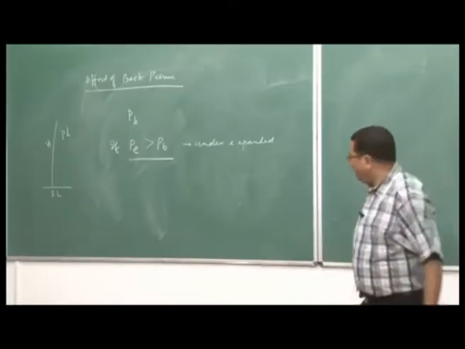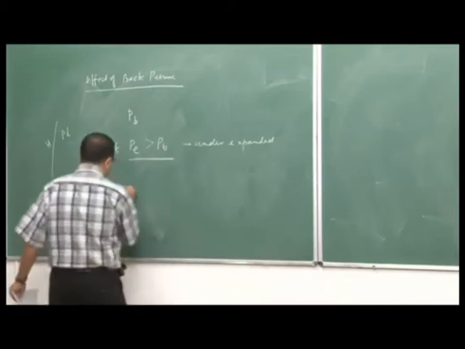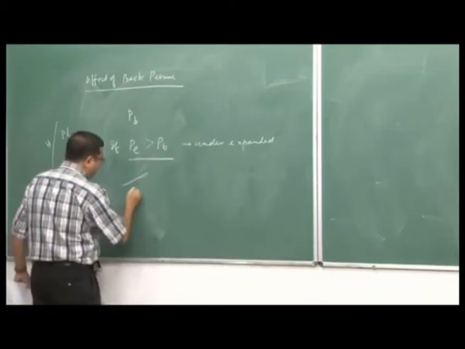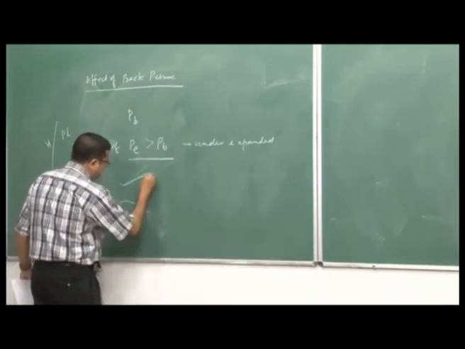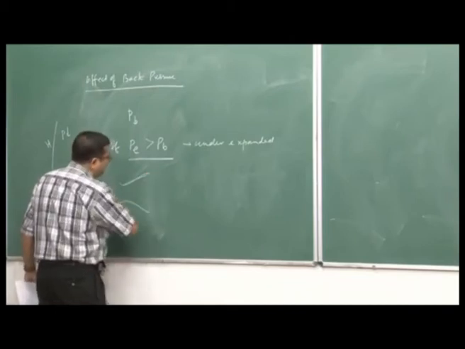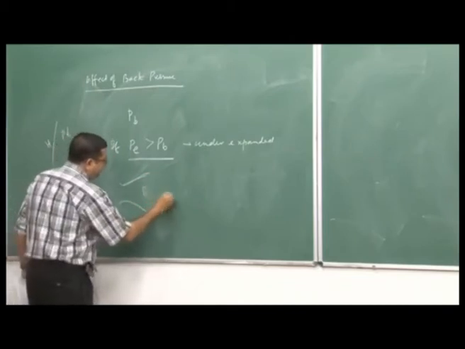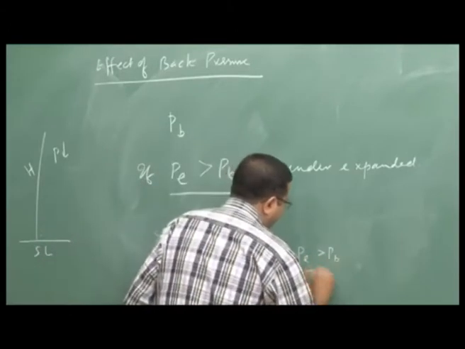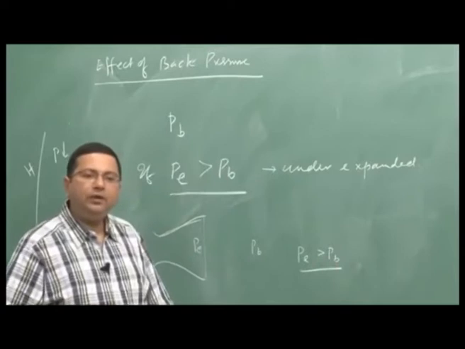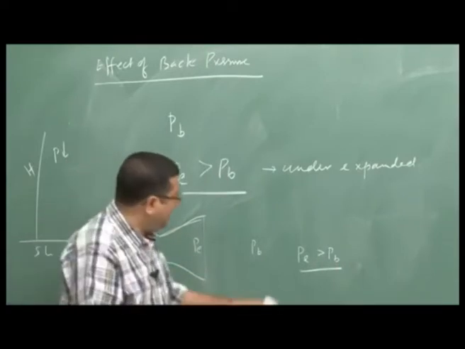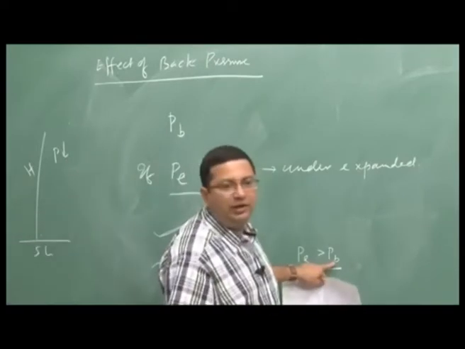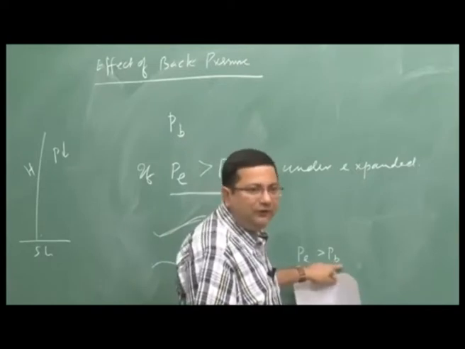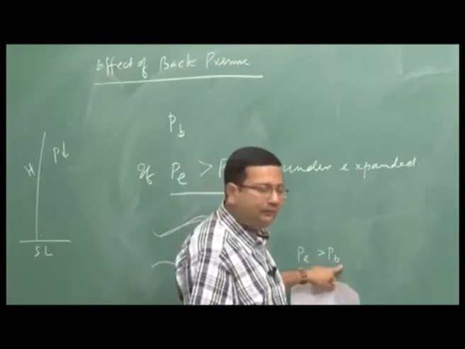Now, if we have an under expanded nozzle, what happens? Let us say this is our nozzle exit. We have an under expanded nozzle, this is Pe, this is Pb, and Pe is greater than Pb. So, now we have to have some further expansion outside, so that finally the mechanical equilibrium is satisfied.